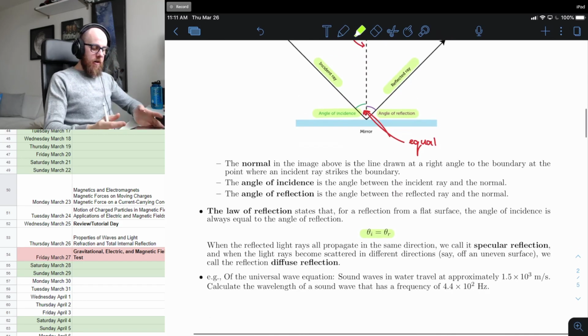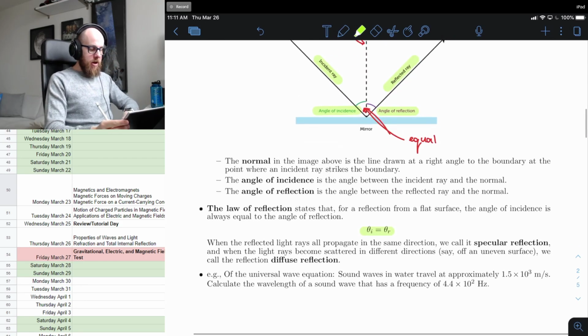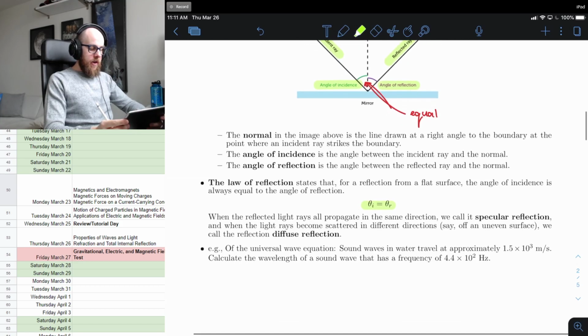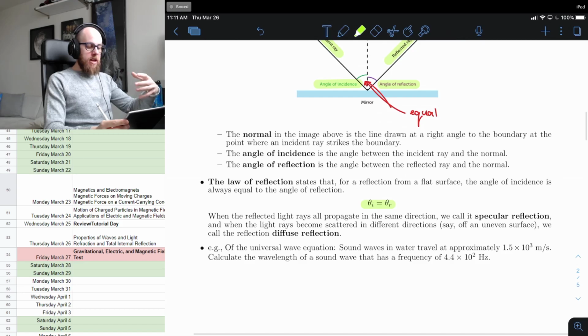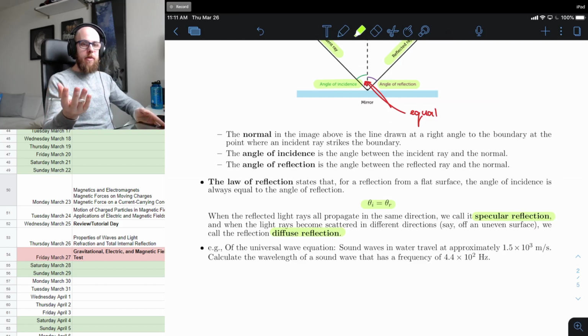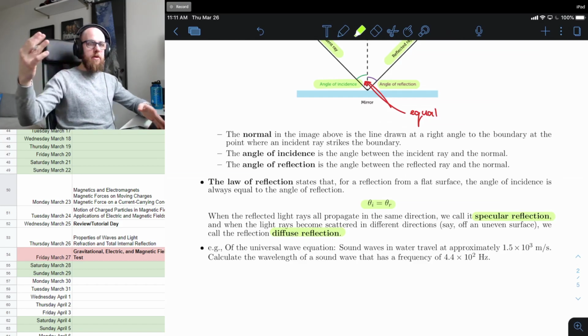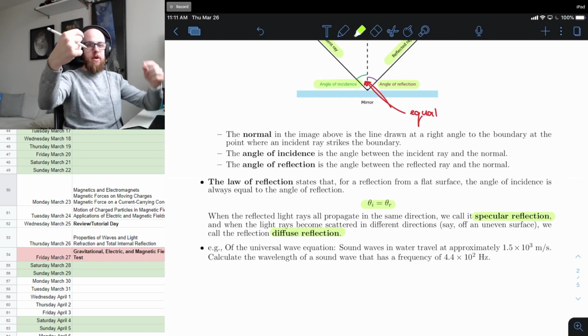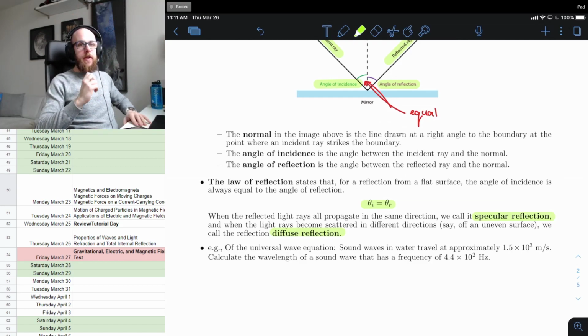The only other very small definitions here: when the reflected light rays all propagate in the same direction, we call it specular reflection. When the light rays are scattered in different directions, like off an uneven surface, we call it diffuse reflection. A mirror is an example of specular reflection, because the reflected light rays are all coming in the exact same direction back at you.